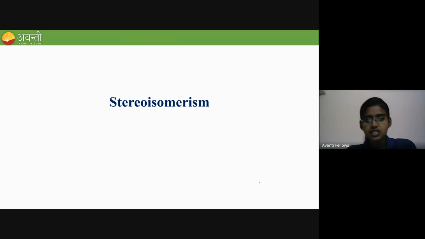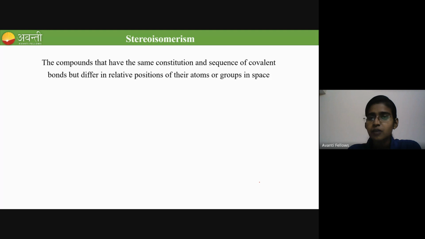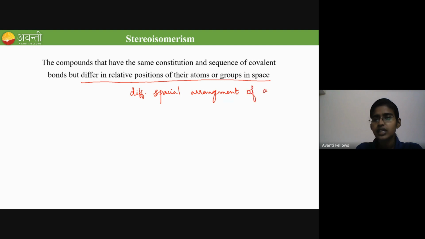Now the second division is stereoisomerism. What is meant by stereoisomerism? The compounds that have the same constitution and sequence of covalent bonds but differ in relative position of their atoms or groups in space. So where do they differ? They differ in the relative position of their atoms or groups. Simply, how can I define stereoisomerism? Different spatial arrangement of atoms. Compounds having the same molecular formula but different spatial arrangement of atoms or groups are called stereoisomers. Got it? In a given space, the arrangement of atoms would be different. That's all. That is stereoisomerism.